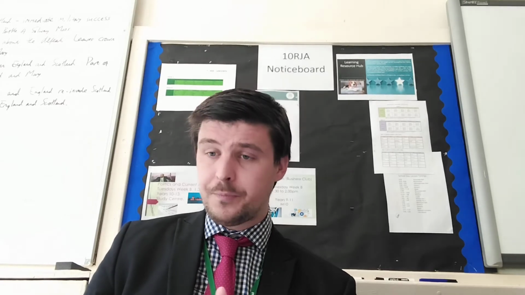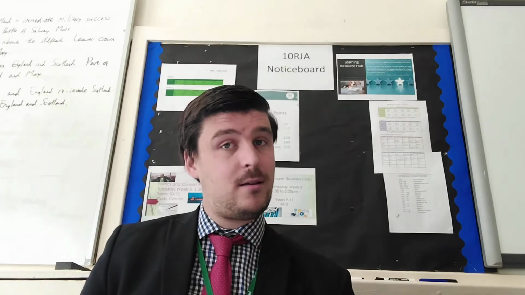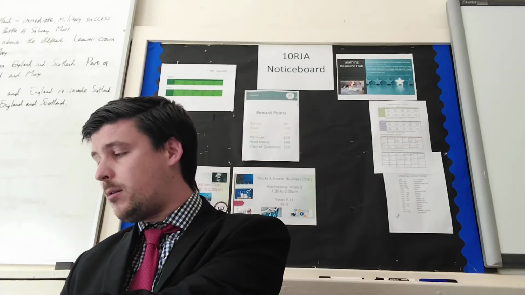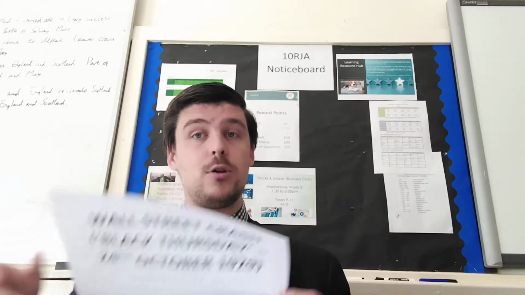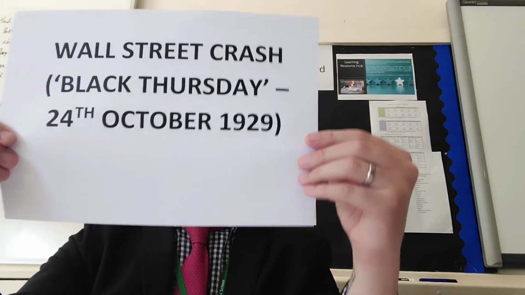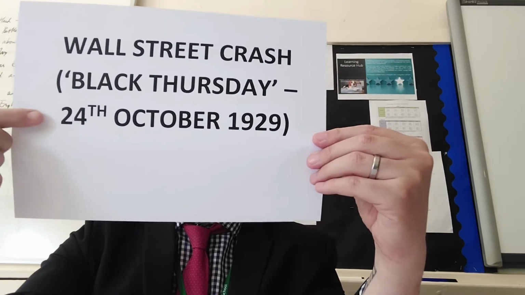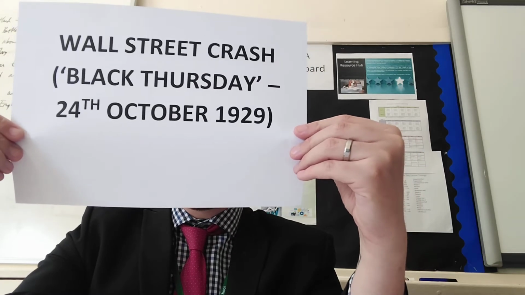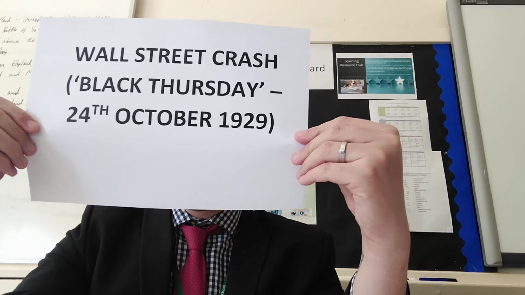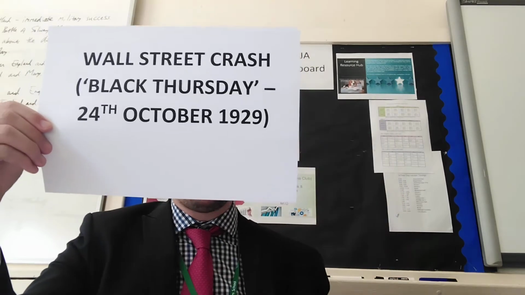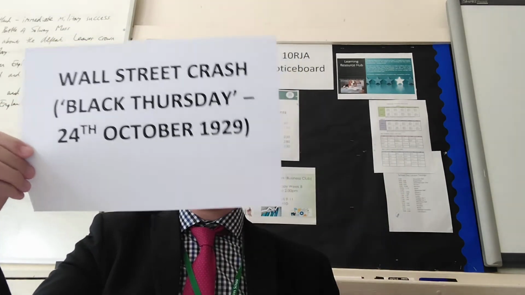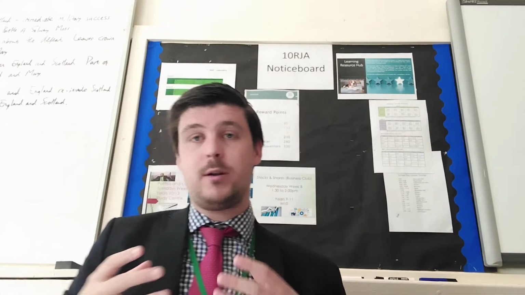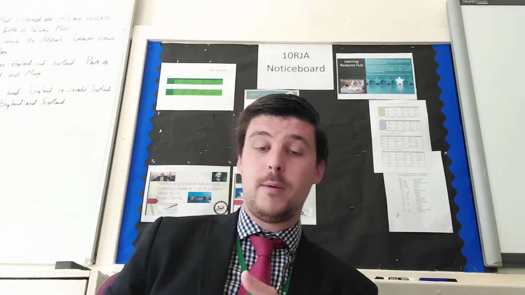However, in 1929, things began to change, because in 1929, get the card ready, as you know, there was the Wall Street crash, or Black Thursday as it became known, on the 24th of October 1929. Remember that this was the huge crash of the US stock market, which led to a major downturn in the US economy, and likewise, the worldwide economy was affected, because the worldwide economy was tied to the US economy.